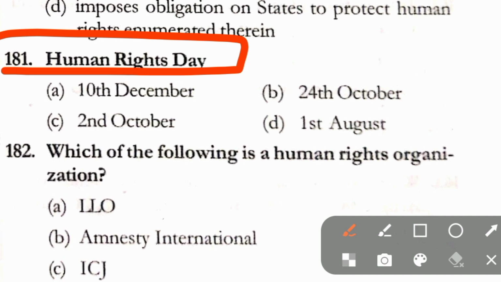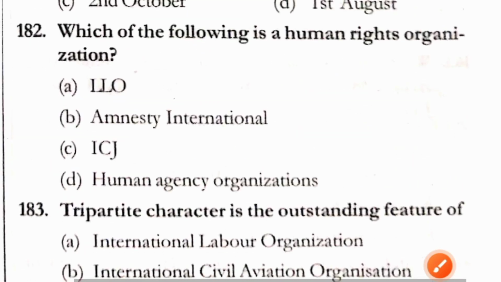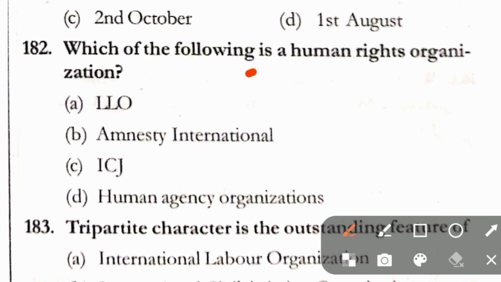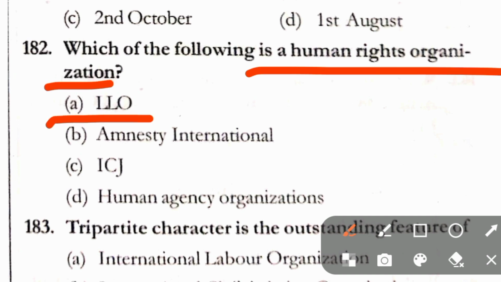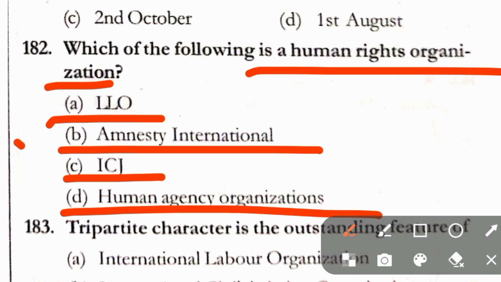Human Rights Day is celebrated on option A 10 December, option B 24th October, option C 2nd October, and option D 1st August. Here in question number 181, the correct answer is option A, that is 10th December. Question number 182. Which of the following is a human rights organization? Option A, ILO, option B, Amnesty International, option C, ICJ, and option D, Human Agency Organization. Here the correct answer is option B, that is Amnesty International. Amnesty International is a human rights organization.